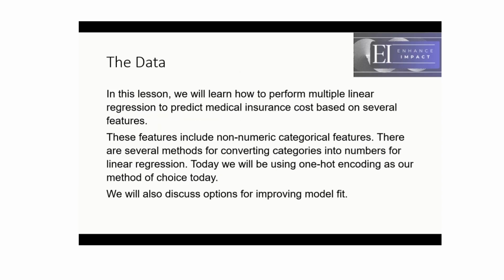In this lesson, we're going to cover multiple linear regression to predict medical insurance costs based on several features. As I mentioned before, some of these features are going to be non-numeric categorical features. For linear regression, we have to have our categories in numeric form, and we can do several different techniques for converting your categories into numbers, and today what we're going to use is one-hot encoding.